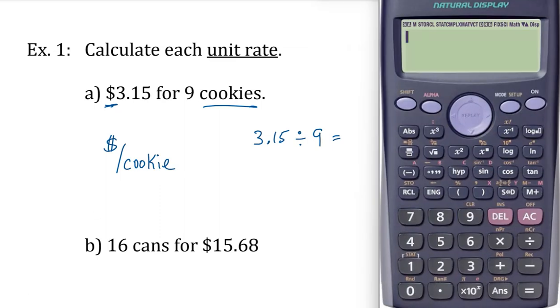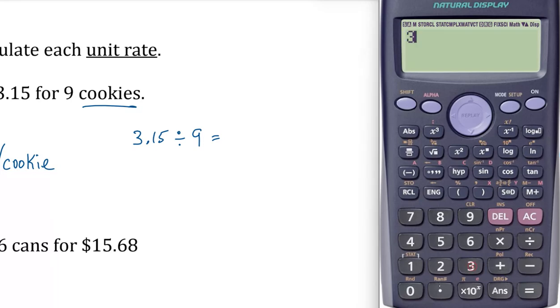Okay, so with the calculator, 315 divided by 9. And again, I want the decimal. We don't like fractions when we're talking about money. So it looks like we have $0.35 per cookie. So for this, we're going to definitely always include units.